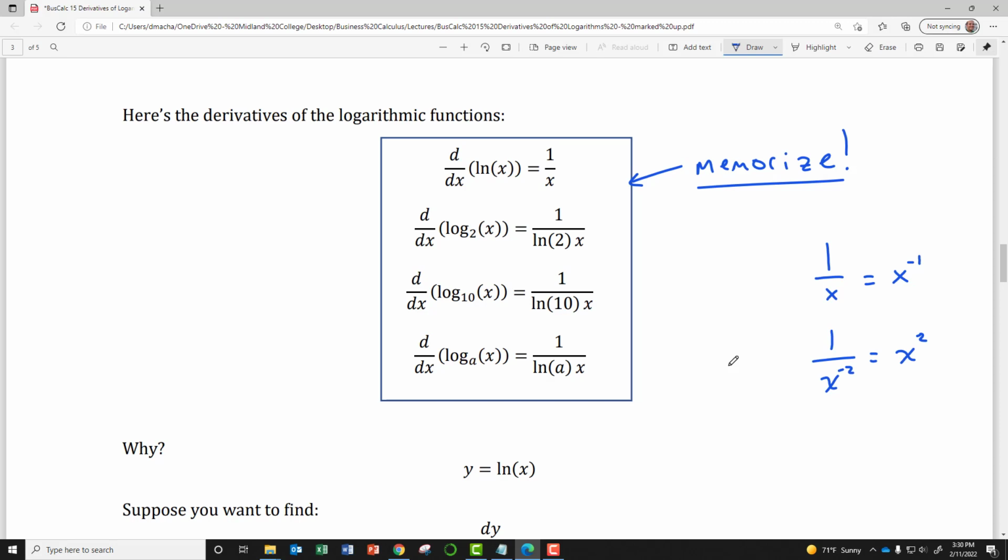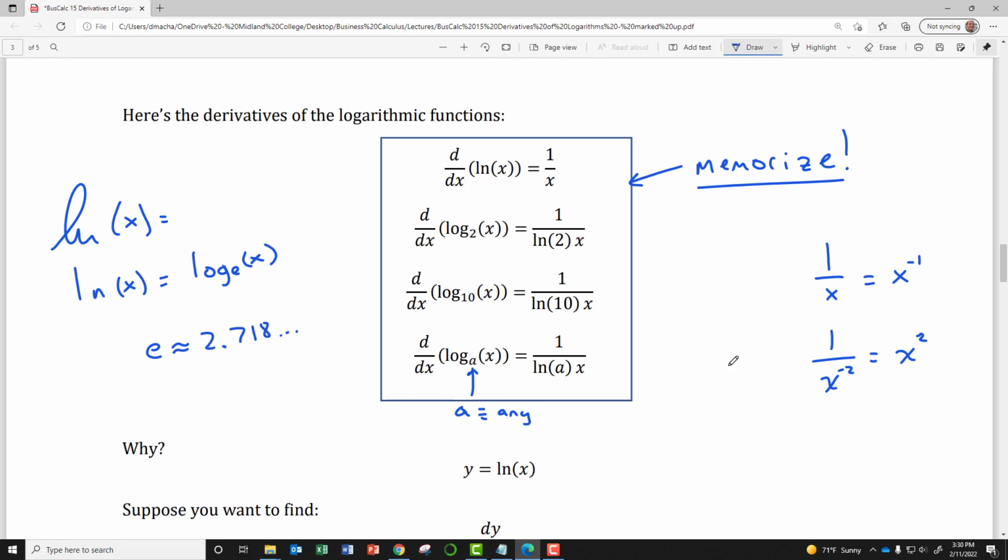But in fact, we also have the formula for the logarithm with any base. So a means any base, and the derivative is just 1 over natural log a times x. And one last thing I'll say before we move on is that when you see ln of x, this is the natural logarithm, and this is just the logarithm with base e of x. And again, remember that e is just a number. It's just a constant that's somewhere around 2.718. Not exactly 2.718, but it's close to there.